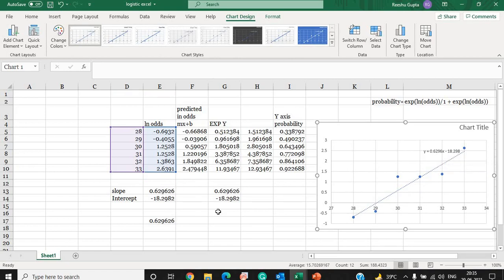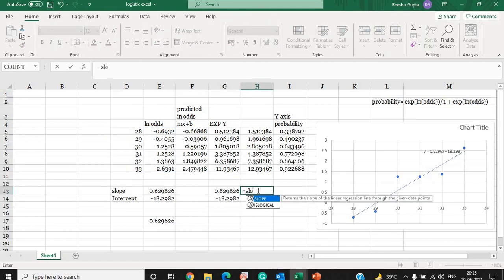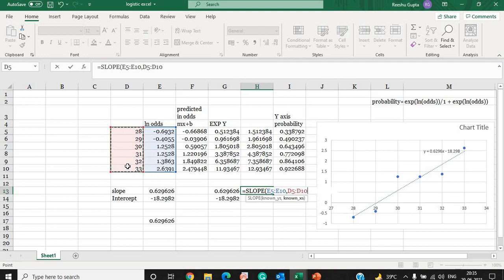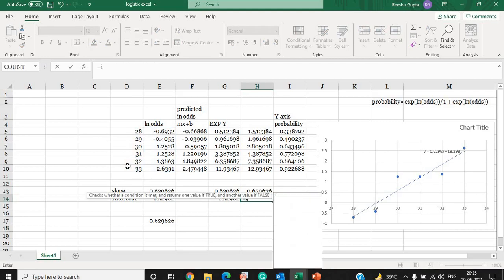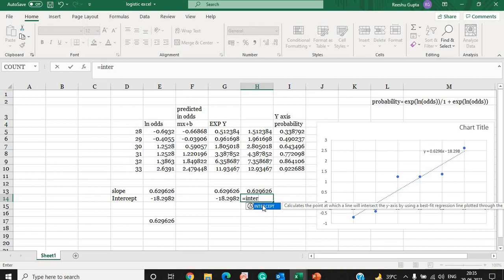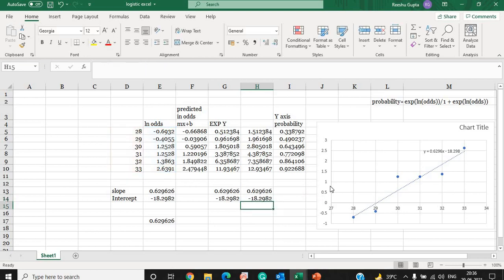You can also calculate it. How can you calculate it? Just type slope, go here, do this, and you can calculate the slope. Similarly, you can calculate the intercept. This one, this one. So you can do it both ways. Either you can use this graph by making the scatter plot, or you can use the formula that is inbuilt in Excel. Whichever you like, you can do.